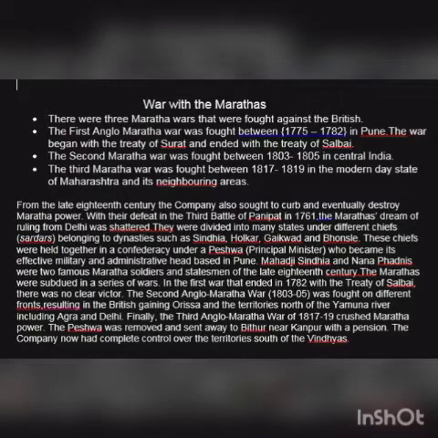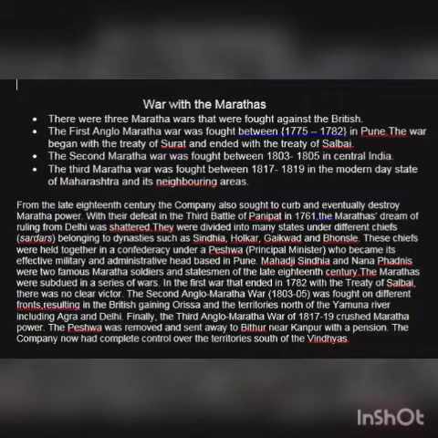War with the Marathas. There were three Maratha Wars that were fought against the British. The first Anglo-Maratha War was fought between 1775 to 1782 in Pune. The war began with the Treaty of Surat and ended with the Treaty of Salbai.